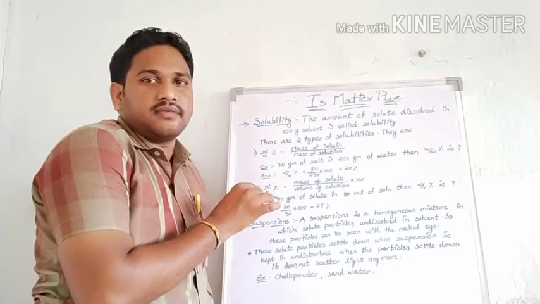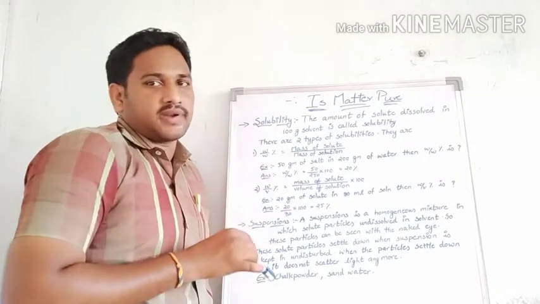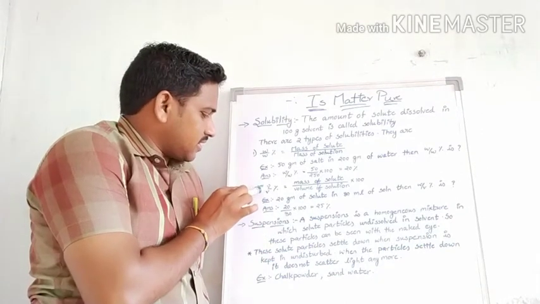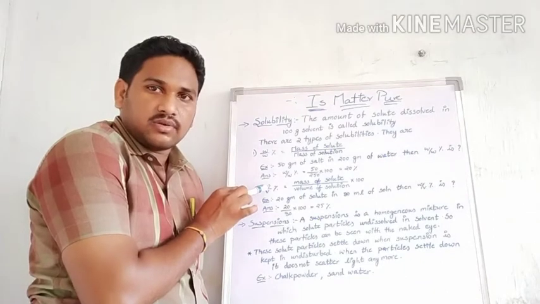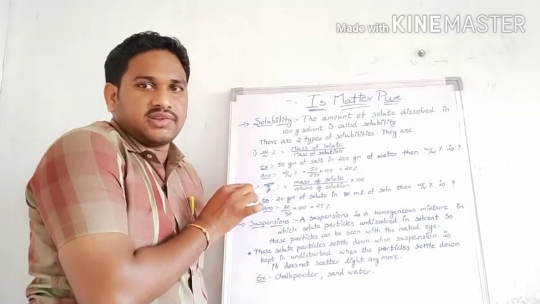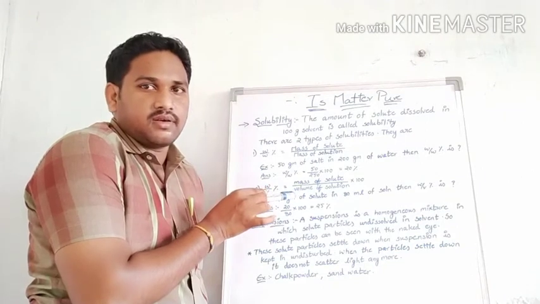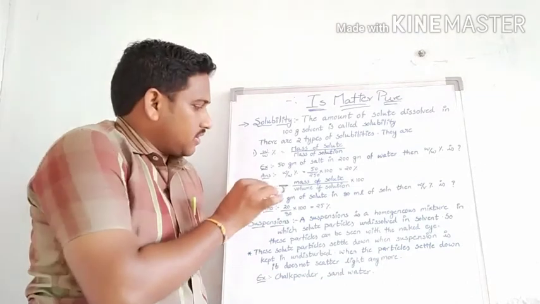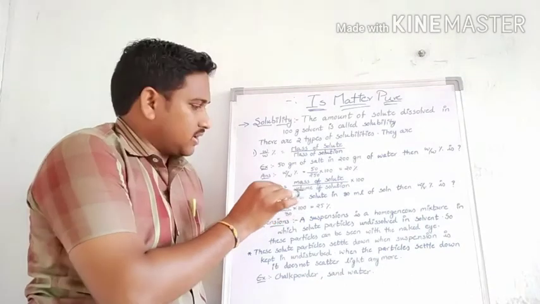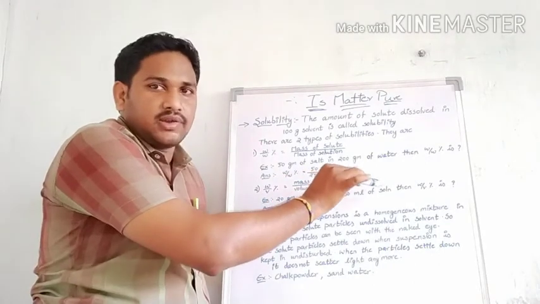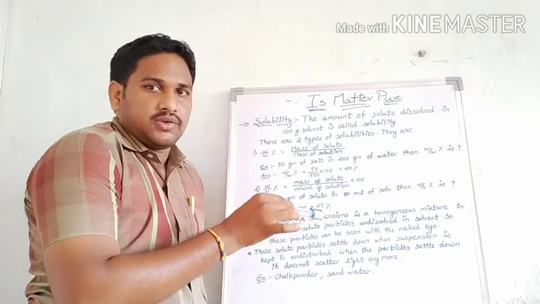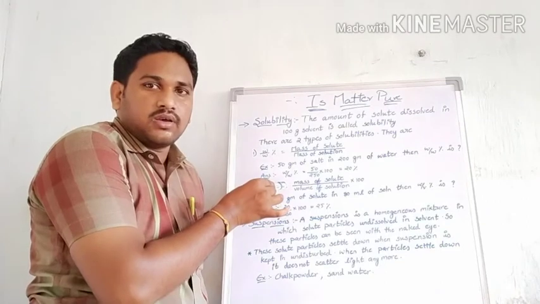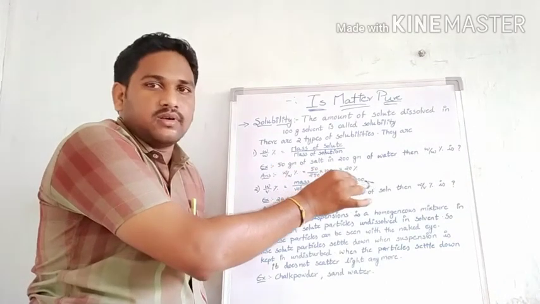Next term is weight by volume percentage. Students, it is the mass of solute dissolved in volume of solution, that is, mass of solute by volume of solution into 100. You know that it is a percentage, so again the formula is multiplied by 100.